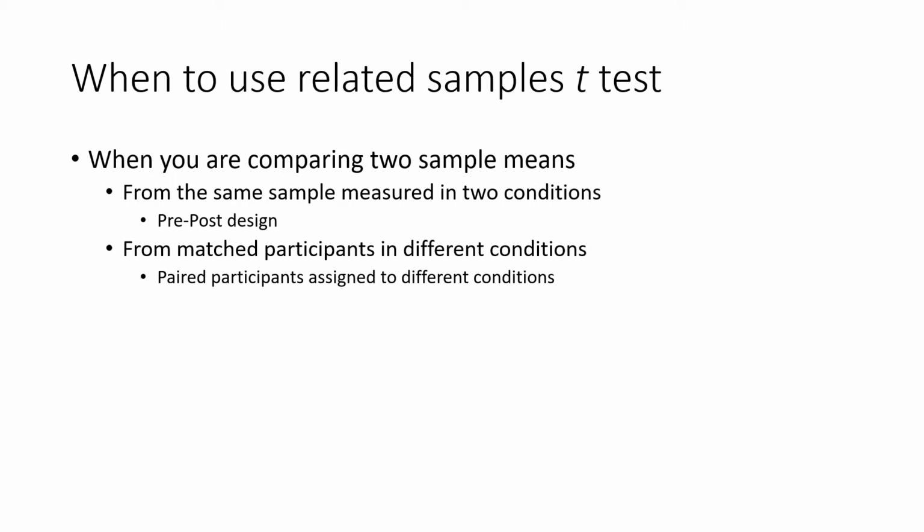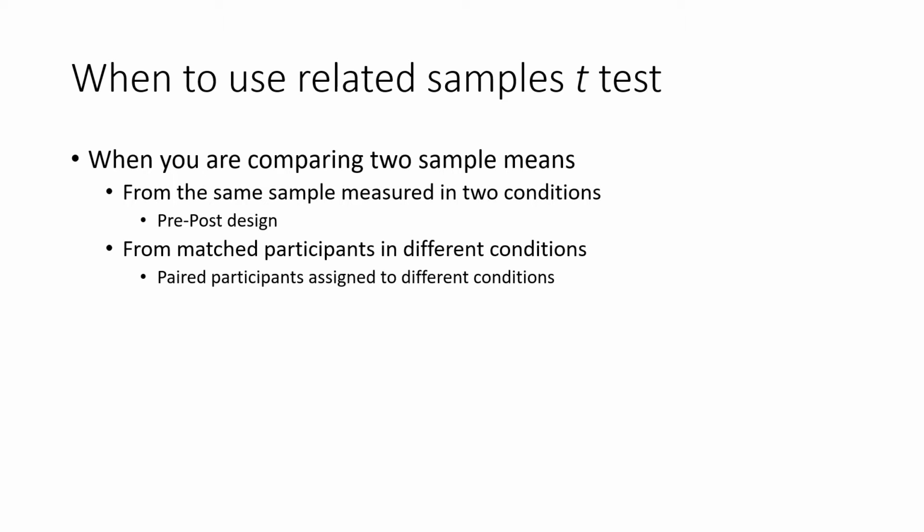Now you're going to use the related samples t when you're trying to compare 2 sample means to each other. And this can happen in 2 different situations. Perhaps the most common situation would be a pre-post design. You measure somebody's, say, cholesterol, then you give them a cholesterol drug, and then you measure their cholesterol again, maybe a month later after the drug has had time to have its effect. So again, you're measuring the same people in 2 different conditions.